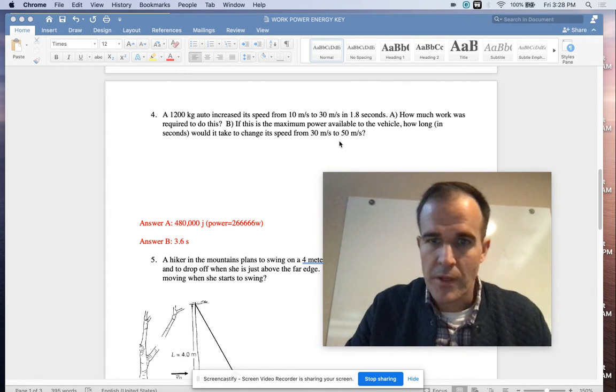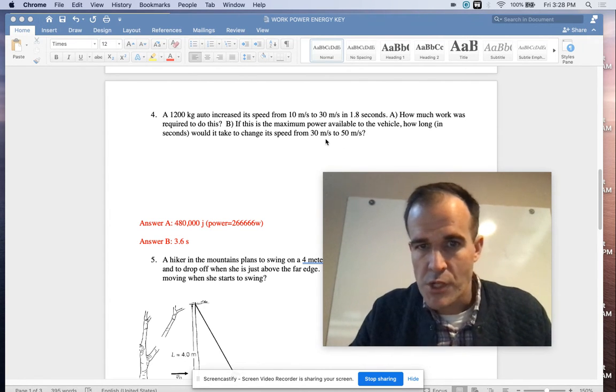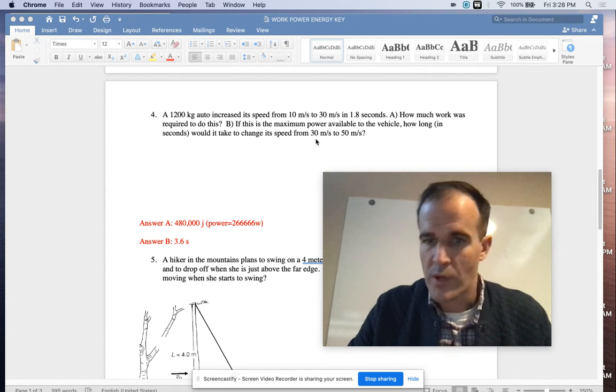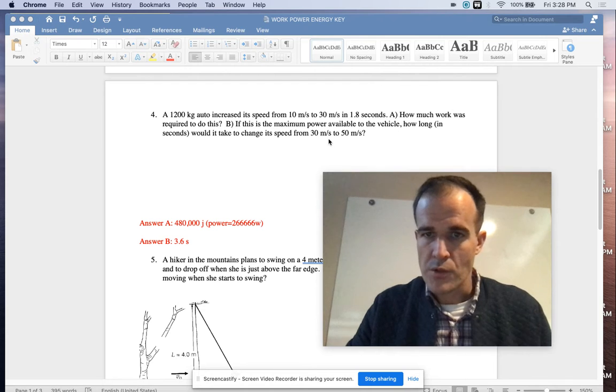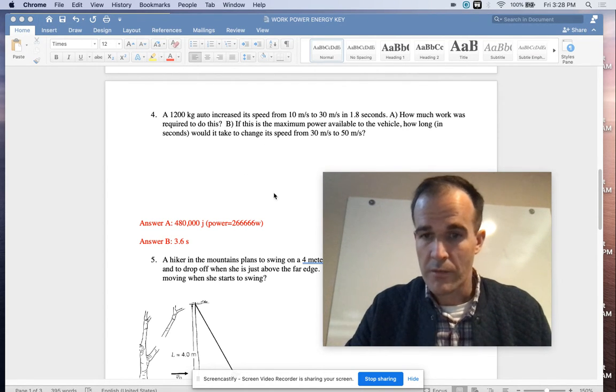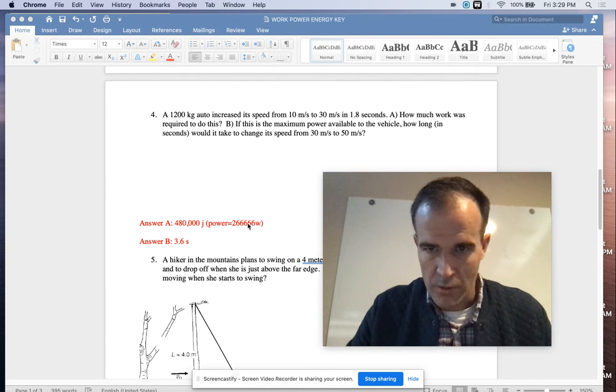So you have to figure out the energy change going from 30 to 50, 1/2 mv squared minus 1/2 mv squared. Figure out the change. Consider the power is work divided by time. Solve for time now using the power from before.